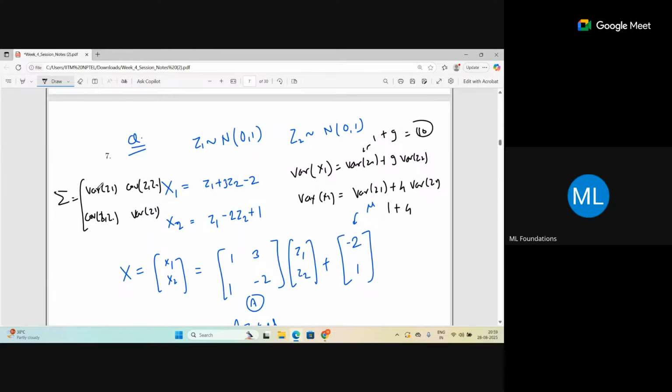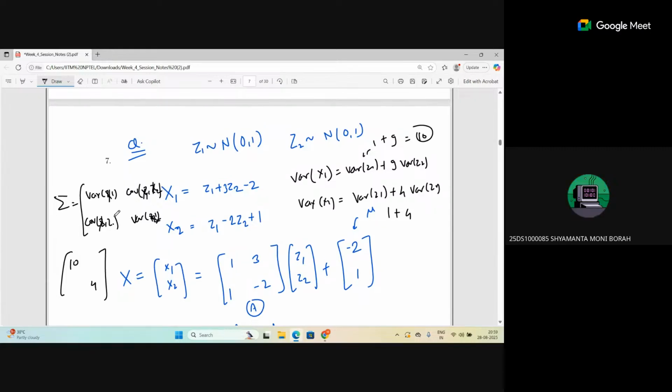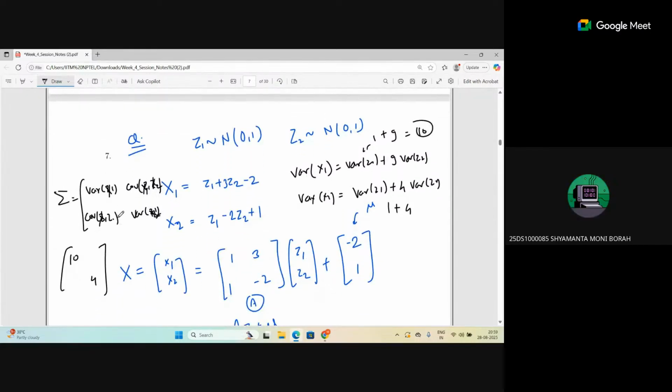So far we have found out variance of x1 and variance of x2, right? So here x1 and x2, and here it will be 10 and 5, but I need to find out the covariance. So 10 and 5, yes. That is 10 and 5, but then how will you find out the covariance here?